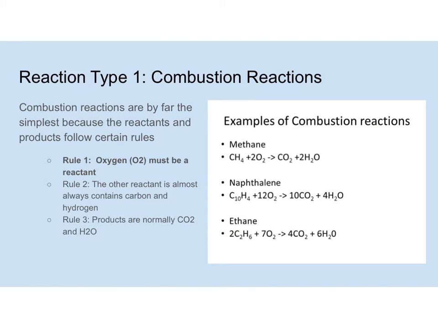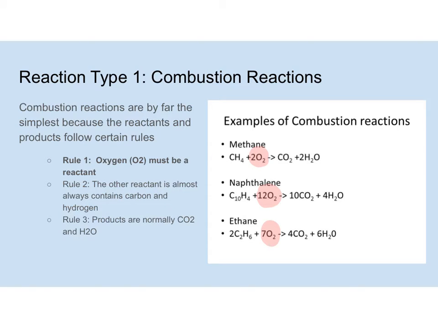So let's go through each of these rules. So combustion reactions are by far the simplest, and the first rule is that oxygen must always be a reactant. Okay, so here's some examples of combustion reactions, and we know they're combustion reactions because, one, oxygen is always going to be in there. You're always going to have oxygen as one of the reactants, so reactants being on the left side. So that's one telltale sign it's combustion. Now, it's not 100%, oh, there's oxygen in there, it must be combustion, but that's at least an indicator.